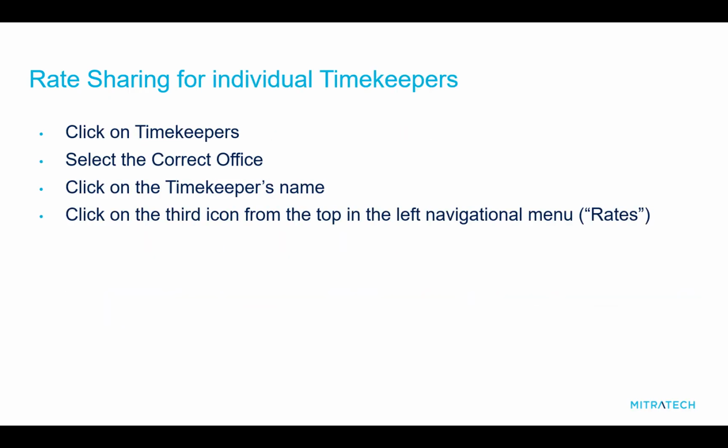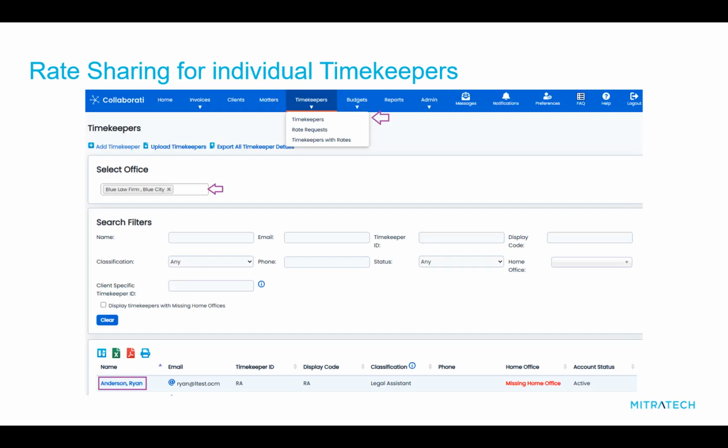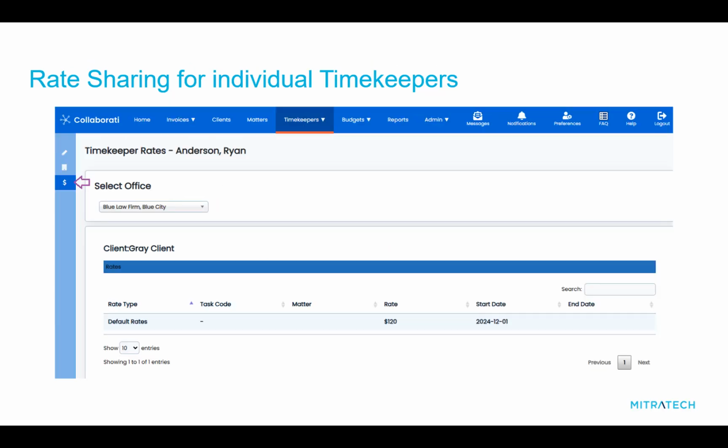In order to see the rates for individual timekeepers, you'll click on Timekeepers, select the correct office, click on the timekeeper's name, and then click on the rates icon. It's the 3rd icon from the top in the left navigational menu. Here we'll follow those steps. Timekeeper's office, timekeeper name, and then clicking on the icon in the left navigational pane, we can get to the rate for Ryan, which is 120, starting on December 1st, 2024.